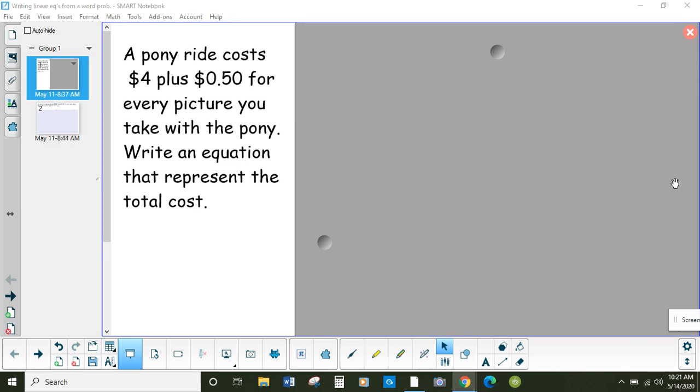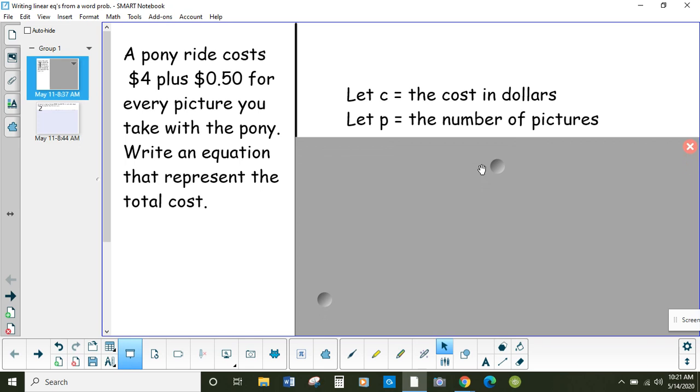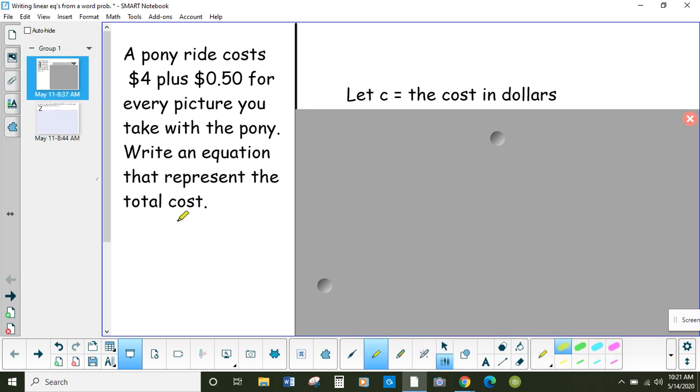So when we're writing an equation for a problem, first of all, we have to figure out what's missing. The first thing we don't know here is the total cost, right? Because they say write an equation that represents the total cost. We don't know how much it's going to cost in total. So when you don't know something, you assign a variable. You let a letter equal what's missing.